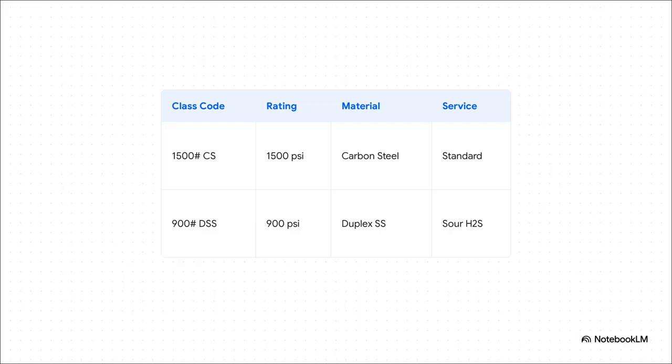So the crucial point is just how much data is packed into this map. On a P&ID, a simple alphanumeric code instantly tells you everything you need to know. For instance, a callout of 1,500 pounds CS tells you it's rated for a massive 1,500 psi and made of carbon steel. Or 900-pound DSS means 900 psi duplex stainless steel, which is built for highly corrosive, sour fluids containing H2S. It's a brilliantly efficient shorthand.